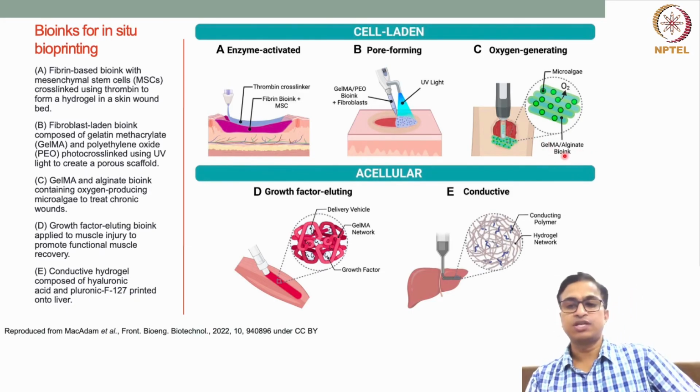Gelma is a photo cross-linkable bioink material, and alginate is a natural biomaterial, right? Now, the microalgae is incorporated within this bioink, and then that can be printed. Now, the microalgae generates O2, and this kind of O2 generation can help for chronic wound healing. So to treat chronic wounds, this strategy can be very well employed. So this is in situ bioprinting with oxygen generating material.